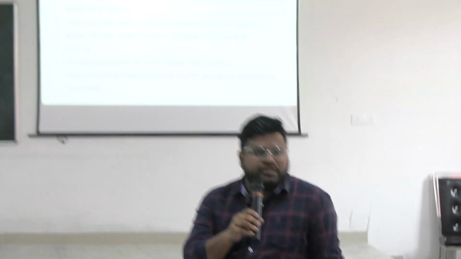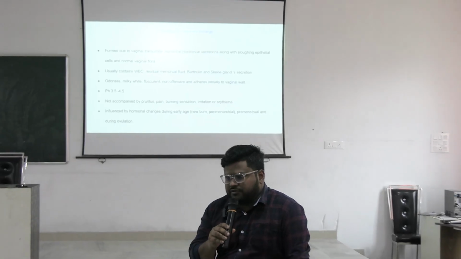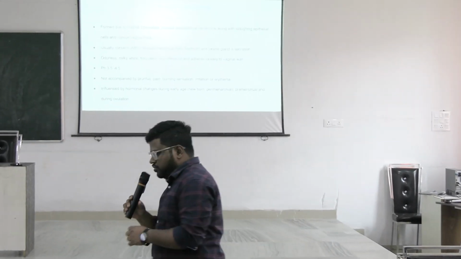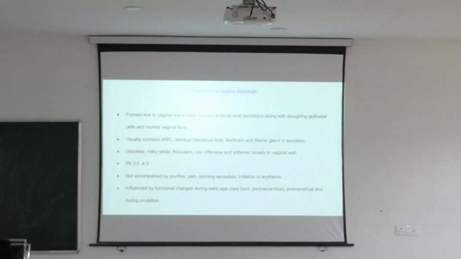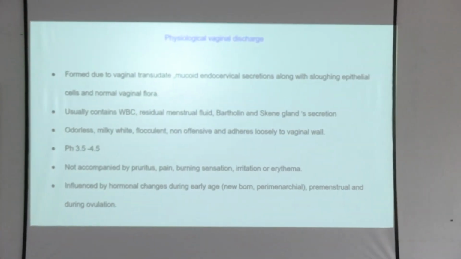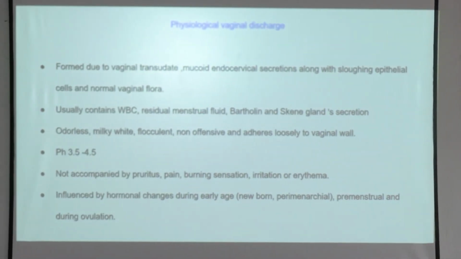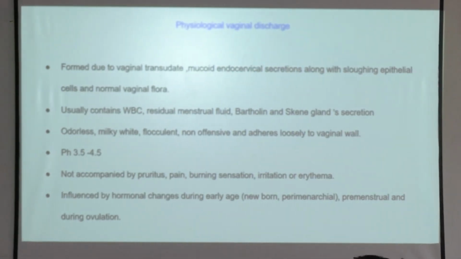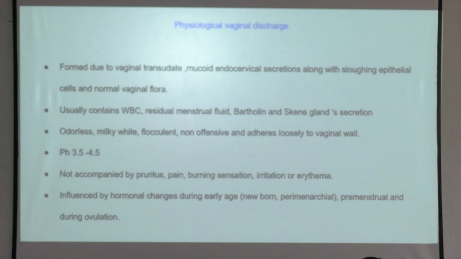It usually consists of vaginal transudate. It consists of sloughed out epithelial cells, superficial squamous cells, some neutrophils, residual menstrual blood, a little bit of secretions from the cervical glands, and maximally contains secretions from Bartholin's and the skin glands. How do you differentiate whether this discharge is physiological or pathological?